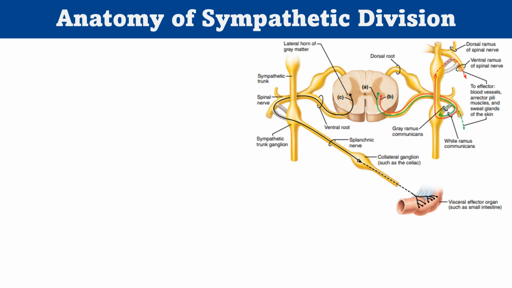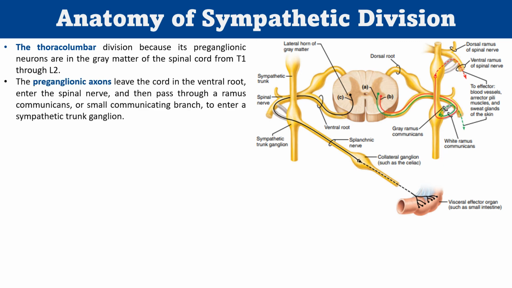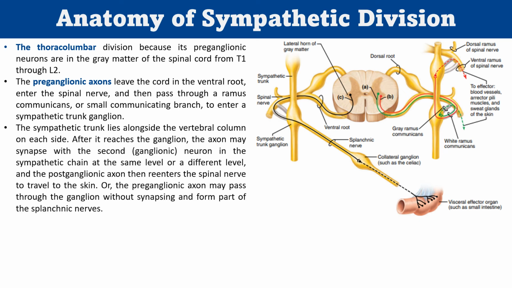Then we have the anatomy of the sympathetic division. The sympathetic division is also called the thoracolumbar division because its preganglionic neurons are in the gray matter of the spinal cord from T1 through L2. The preganglionic axons leave the cord in the ventral root, enter the spinal nerve, and then pass through a ramus communicans, or small communicating branches, to enter a sympathetic trunk ganglion.